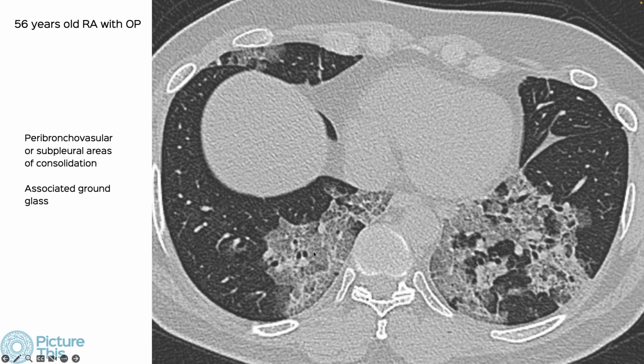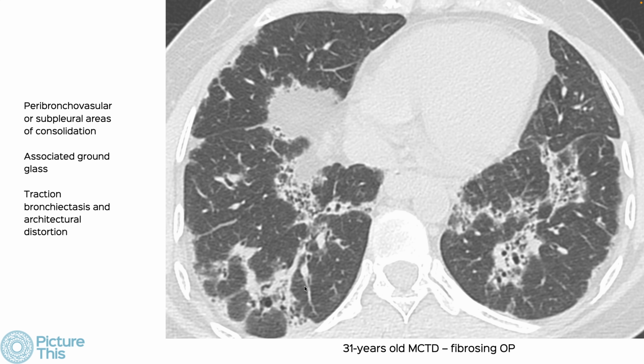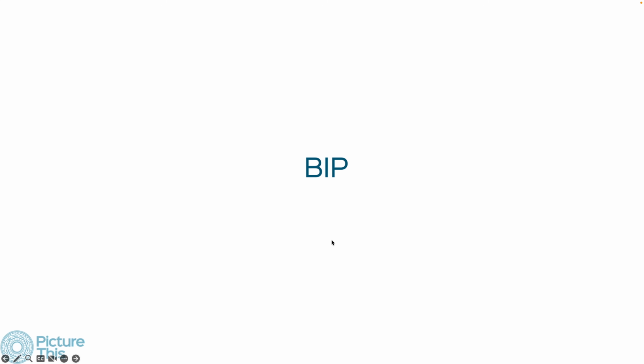So the moment you see areas of increased opacity obscuring the vessels with air bronchograms and in a setting of a diffuse lung disease, that tells us that we're dealing with an OP pattern. Now, these are denser, and there's a lot of traction bronchiectasis and architectural distortion. So this is a fibrotic OP pattern. But see the classic peribronchovascular distribution of these lesions.